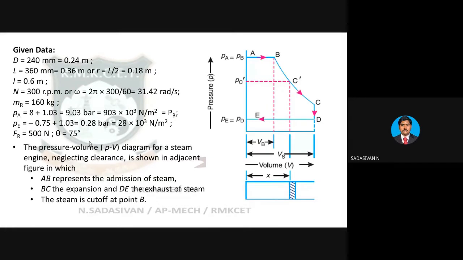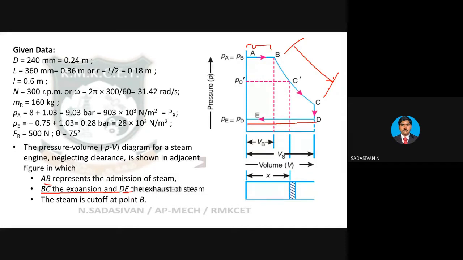So the pressure volume diagram for the steam engine, neglecting the clearance, is shown. You have to neglect the clearance, as it is a condition represented in the question itself. So how do we interpret the PV diagram? AB represents steam inlet; steam is given in from A to B. BC represents expansion, the power stroke, from B to C. And DE represents exhaust, so D to E is your exhaust stroke.